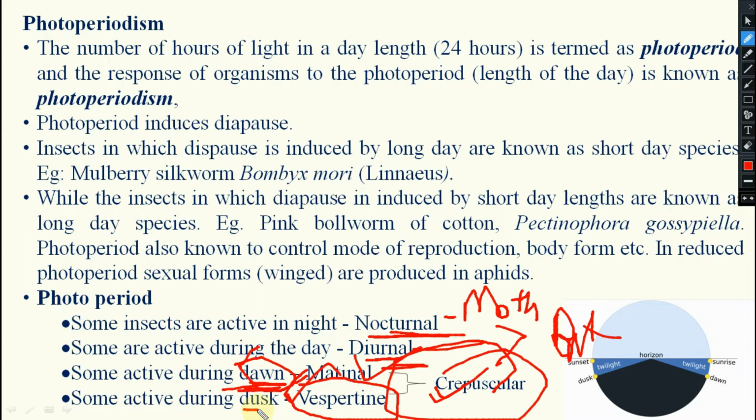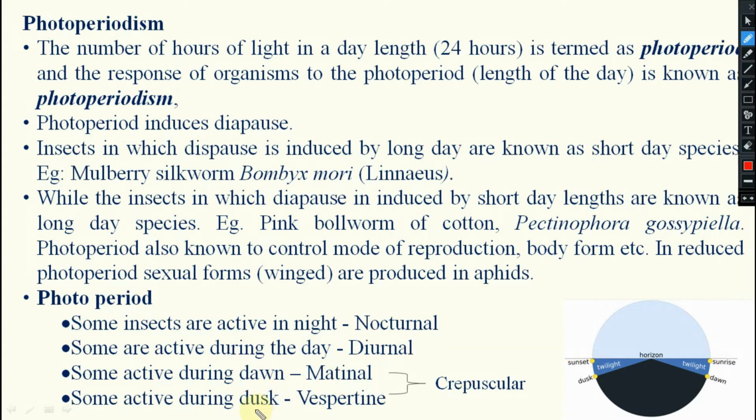A doubt may be there, like what is the exact example of matinal? Generally honeybees are matinal species. What is vespertine? Different flies will come, moths will come. Some bats, not insects, but some bats and owls, come under vespertine. But if you see crepuscular, what is the exact meaning of that? Is it both matinal and vespertine?